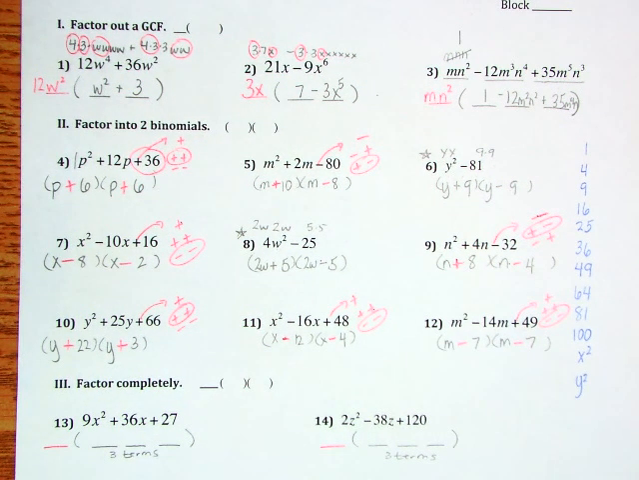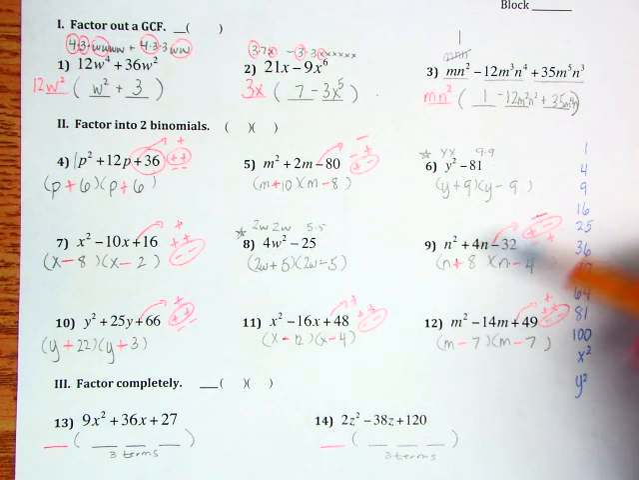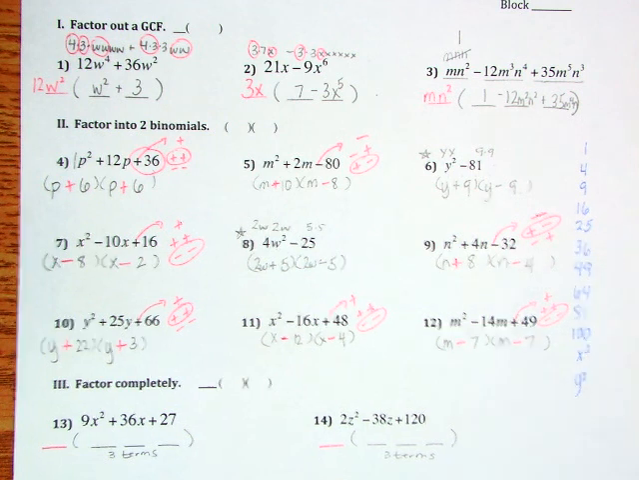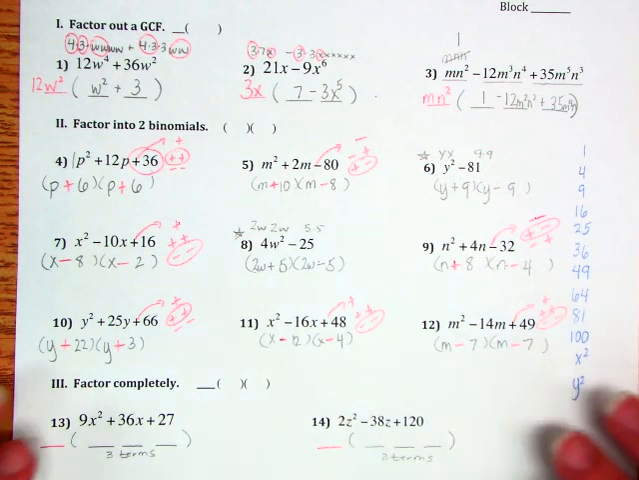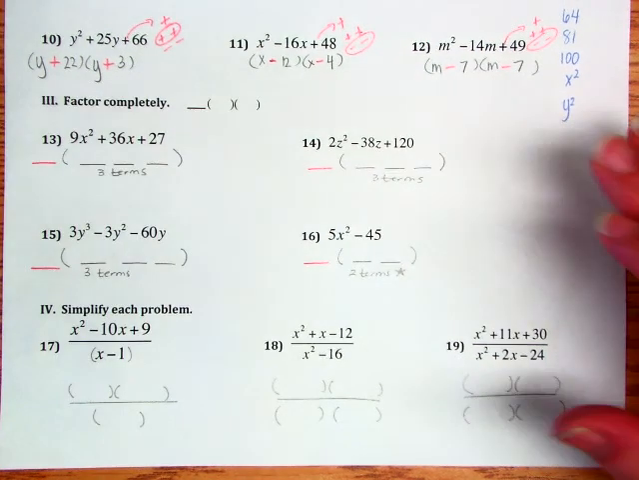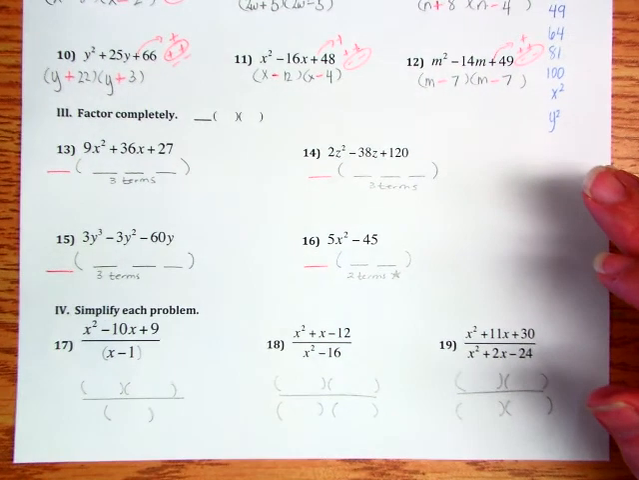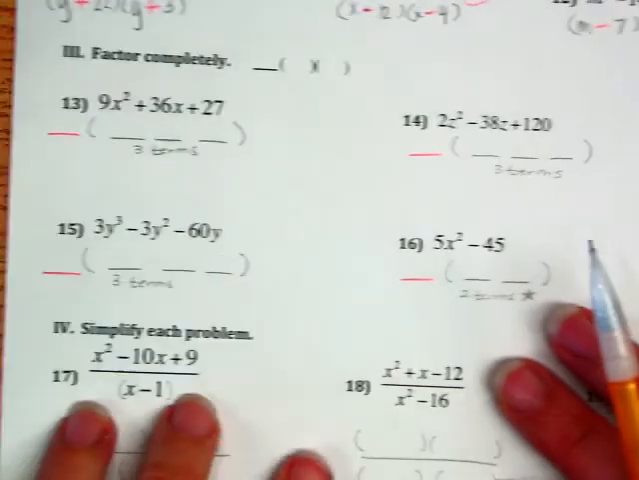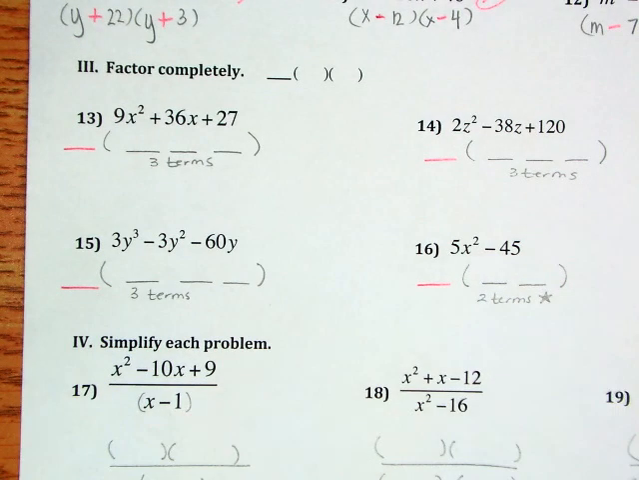These are our basic skills. Factoring out GCF, difference of squares, and trinomial factoring: 3 terms that end up going into 2 parenthesis sets. As I move to the bottom, factor completely just means that I'm going to have to do the process of factoring twice in every problem. I'm going to use 2 different types.